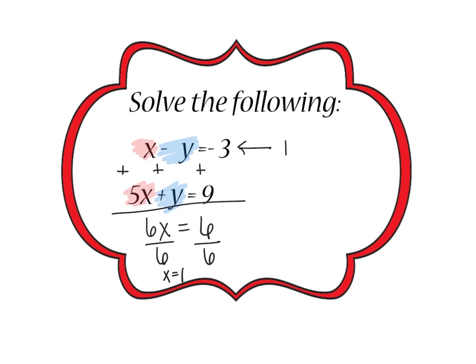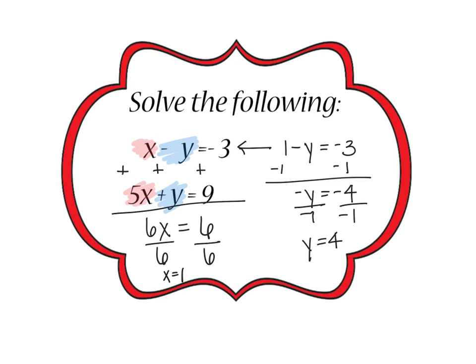If I plug that back in here, I have 1 minus y equals negative 3. I would subtract 1 from both sides. I have negative y equals negative 4. And when I divide both sides by negative 1, I get y equals 4. So this one would be 1, 4.